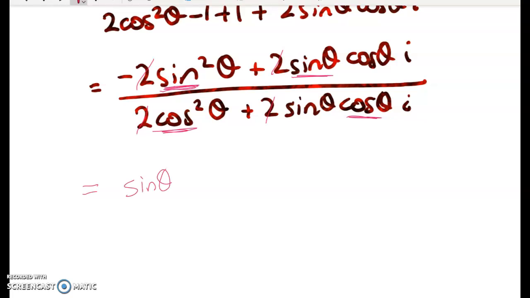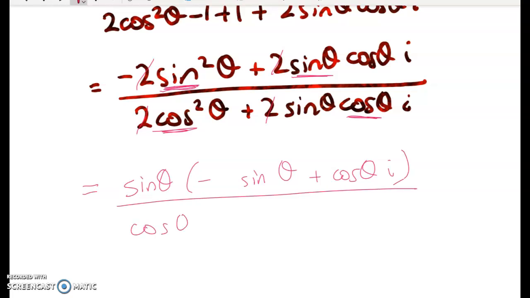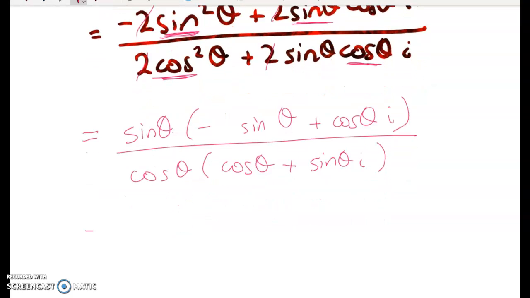We've got sine theta times negative sine theta. Whoops, we've lost the 2. So negative times negative, where am I? Negative sine theta plus cos theta times i. And here we've got cos of theta times cos of theta plus sine theta times i. So you can see that we've got tan theta, and we want to have i tan theta.